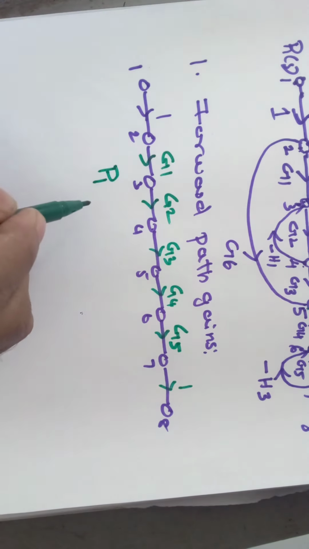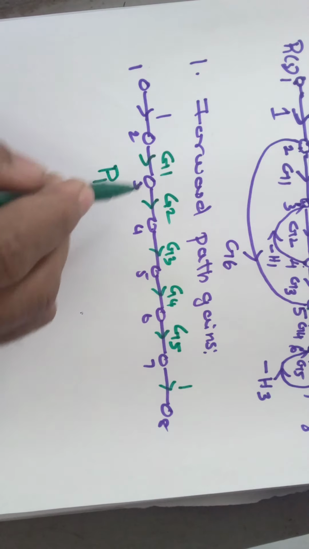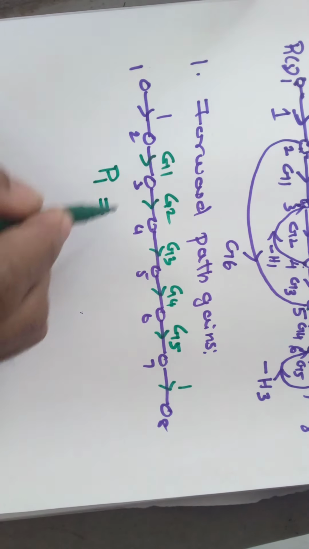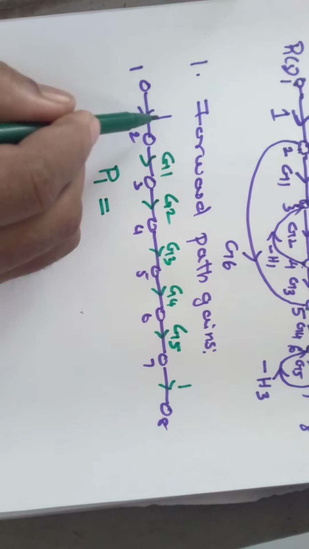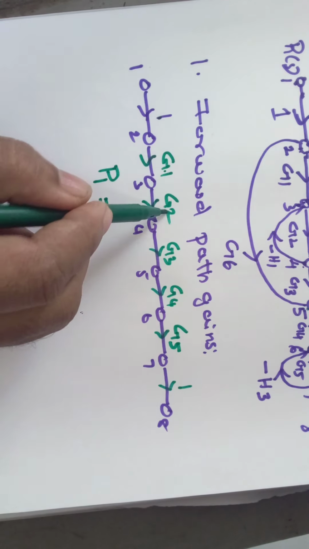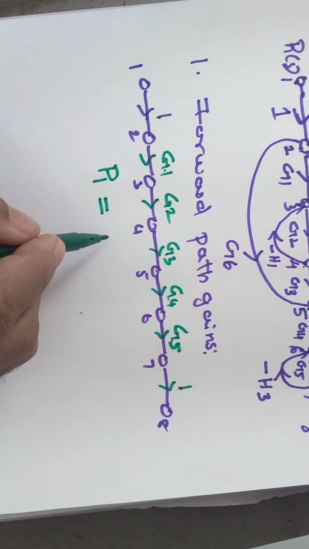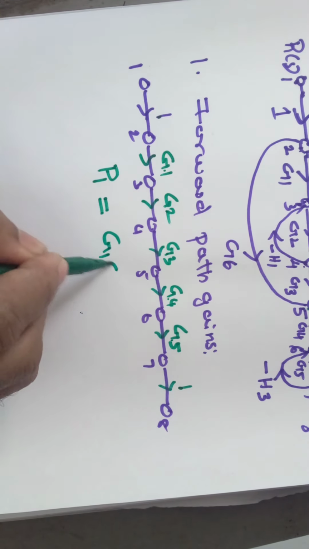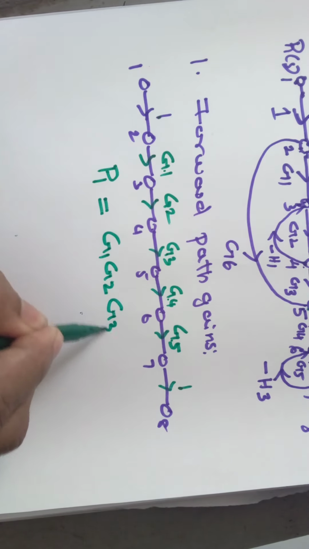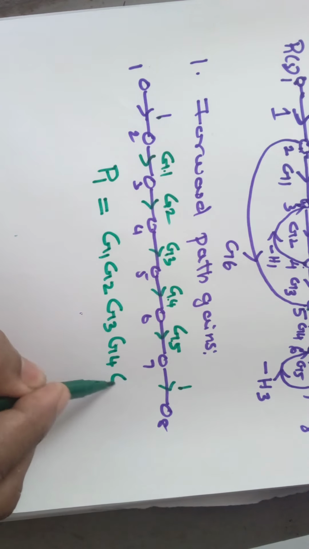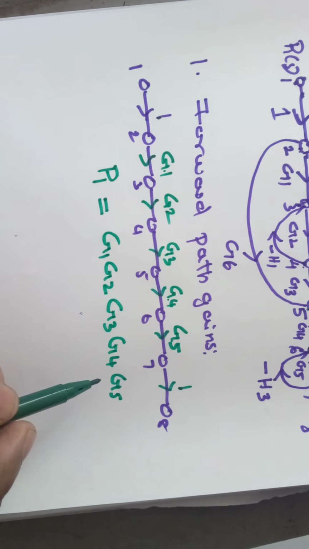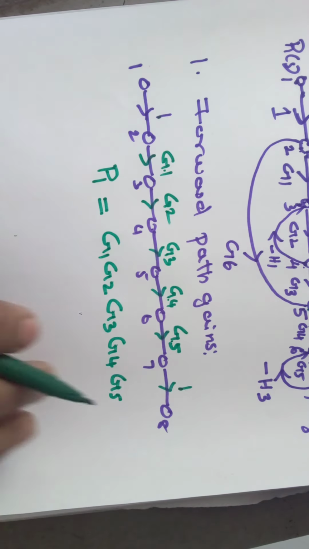Forward path gain P1 of this forward path is nothing but the product of the individual gains. So 1 into G1 into G2 into G3 into G4 into G5 into 1. Understood? Therefore P1 equals G1, G2, G3, G4 and G5. This is your first forward path gain. What is the next forward path?